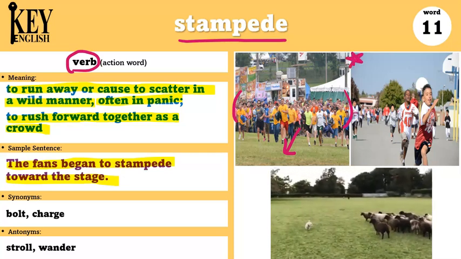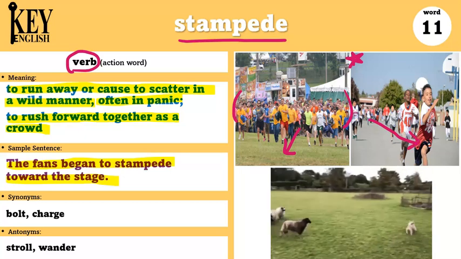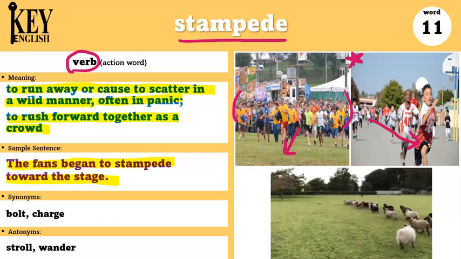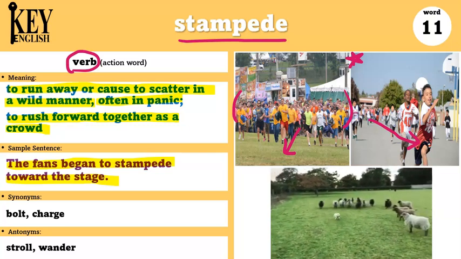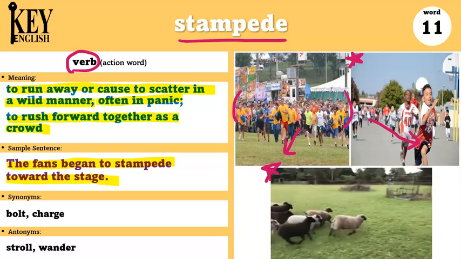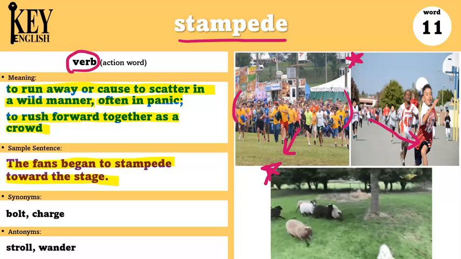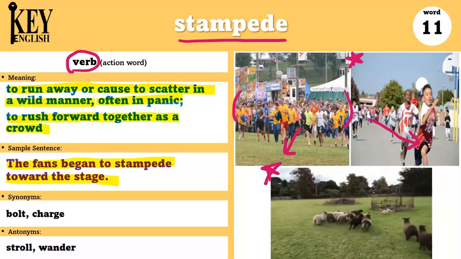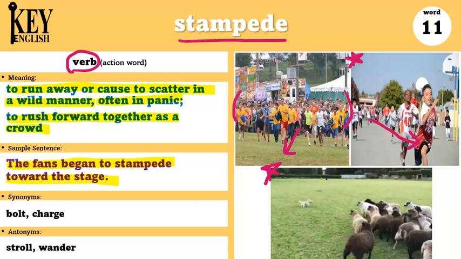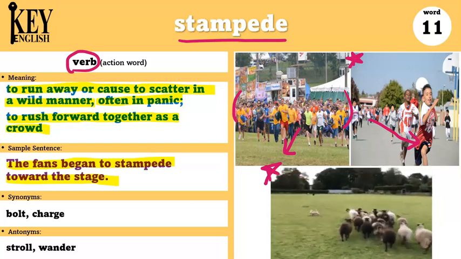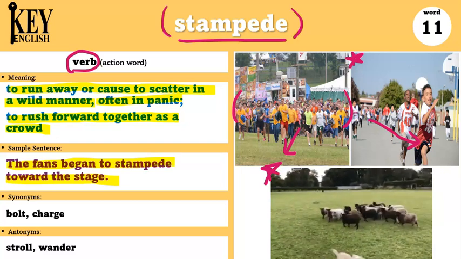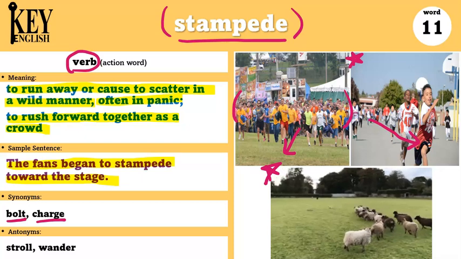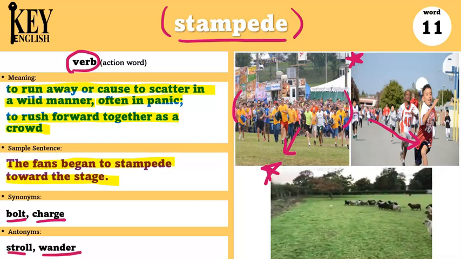I could also say, the kids stampede down the hallway when recess begins. So when it's playtime, all of the kids run together because they're excited for recess. Another example would be, the sheep stampede when they hear the dog bark. So you can see the sheep are running around whenever they see or hear the dog, maybe because the dog scared them. So that is stampede. It's the action of running together. The synonyms are bolt and charge. Antonyms are stroll and wander.